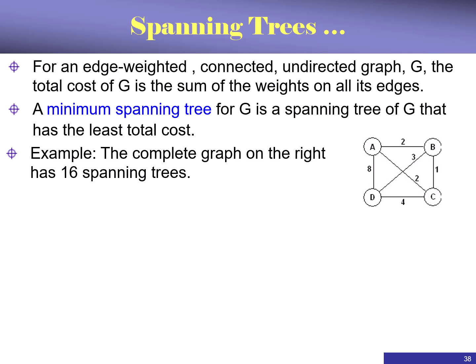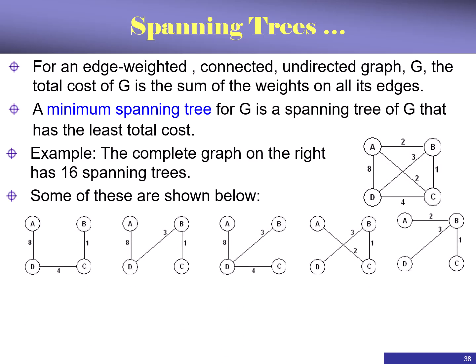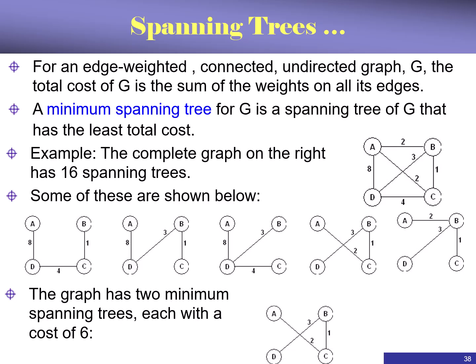Okay, let's see the possibilities. So how many possible spanning trees can we get from this connected graph? 16 spanning trees. But let's see, I can't provide all the spanning trees. So let's see some of them. This is some of the spanning trees given.